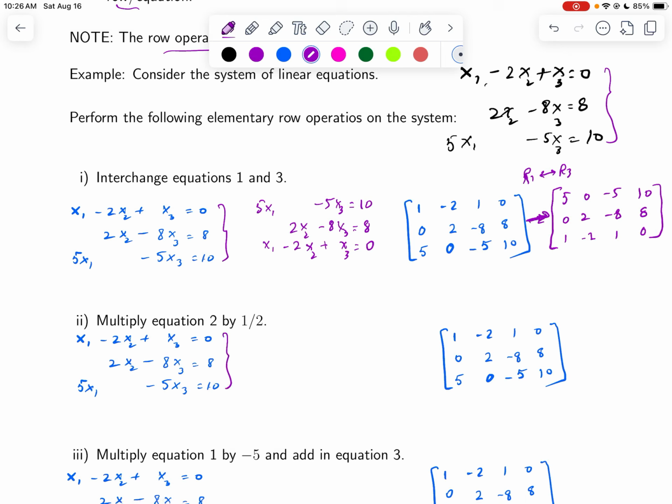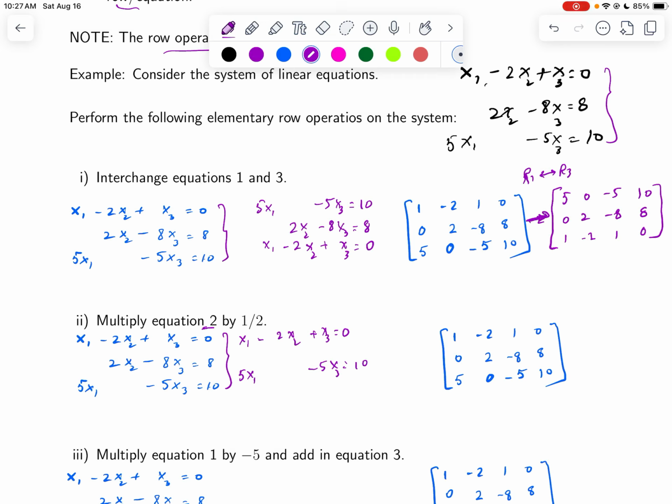You see, we are doing equation 2. So equation 1 and equation 3 will remain as they are. I can write x1 minus 2x2 plus x3 equal to 0. And the last one is the same. So the ones that are not changing, I will write them.